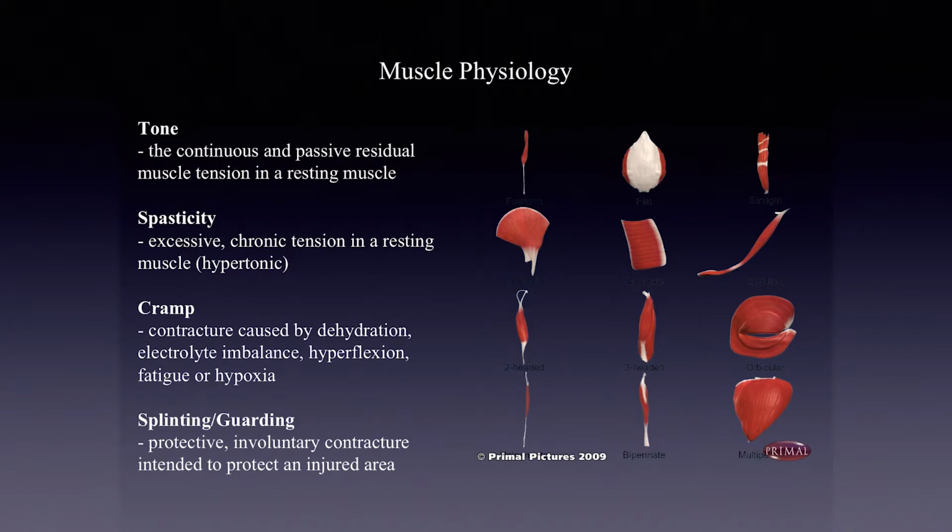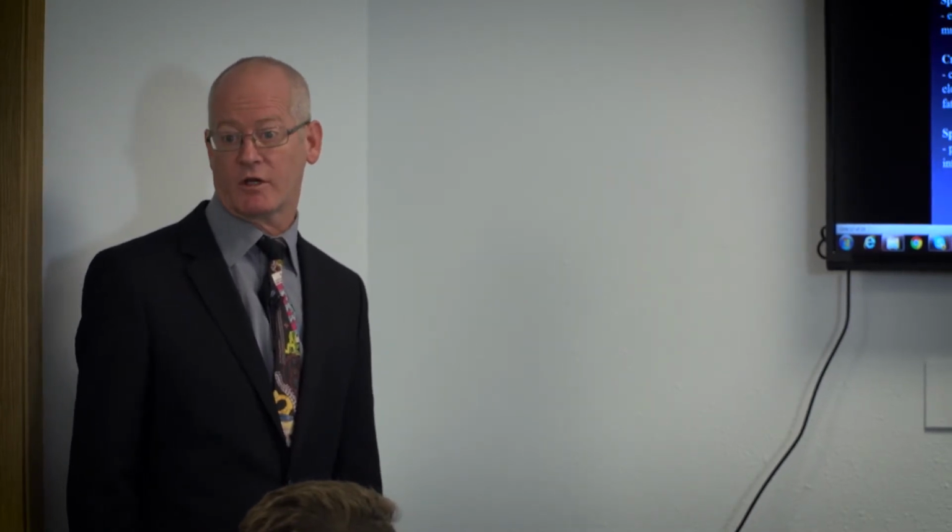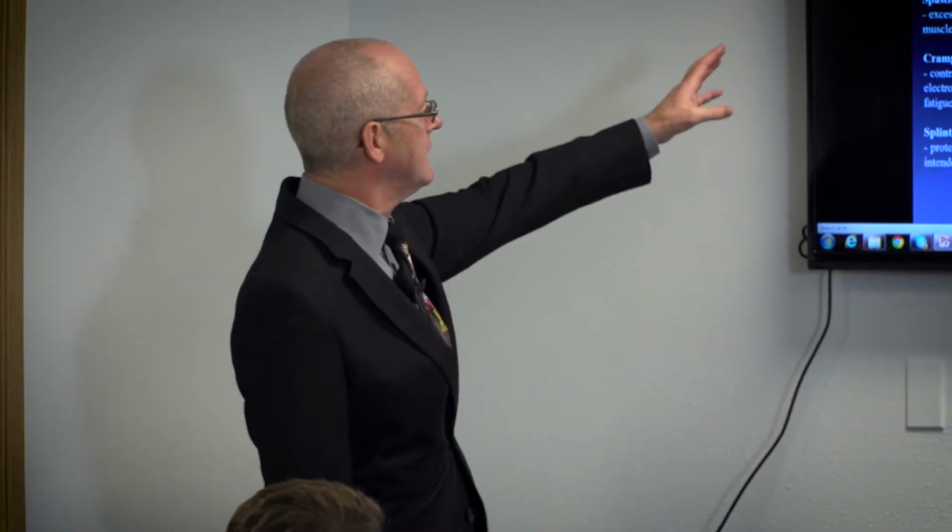Little talk about muscle physiology. So we got a bunch of terms we use with muscle physiology: tone, spasticity, cramping, splinting, guarding. What do all these mean when we have a conversation? Tone, just tone in general, is the continuous residual muscle tension in a resting muscle. By the way, in the picture you see, we have all kinds of different muscles throughout the body. And so we obviously want the tone of all of them working well, especially your heart, right? Might want that working good.